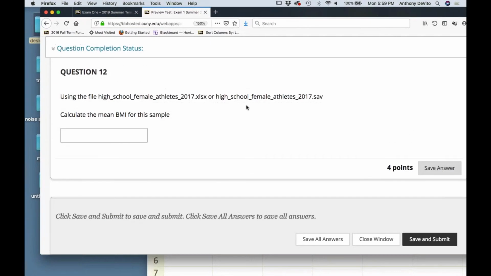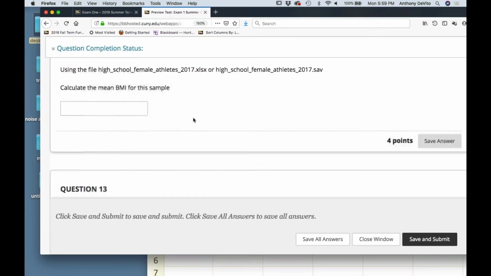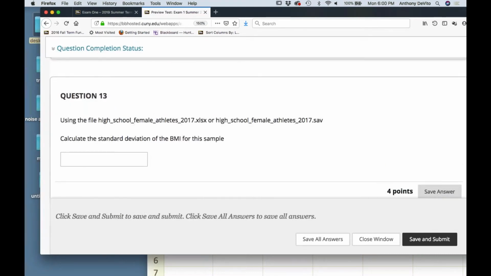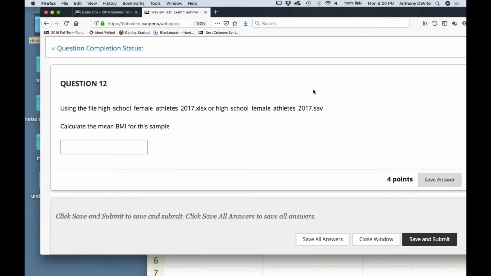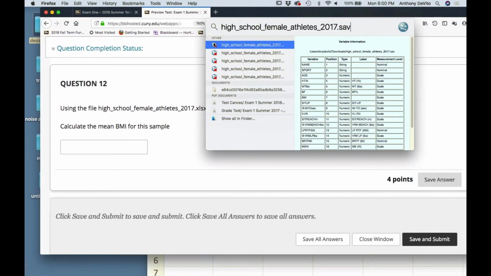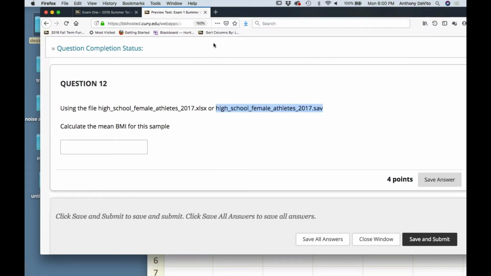Okay. Using the file, high school athletes 2017, calculate the mean BMI for the sample. I'm going to use SPSS because I'm hoping that as we go forward, you will get more and more comfortable with SPSS. I'm going to encourage you to use that. So I need to find that file. Let me see if I can find it by searching. Let me see if I can open it from here.